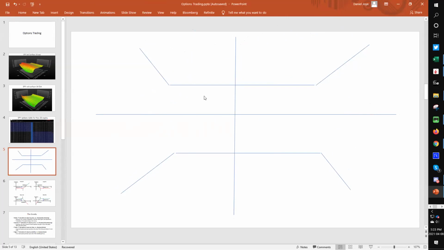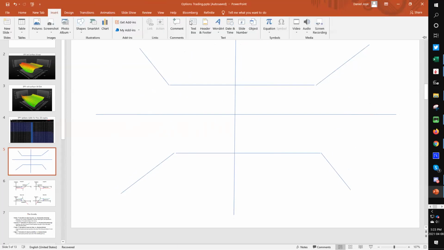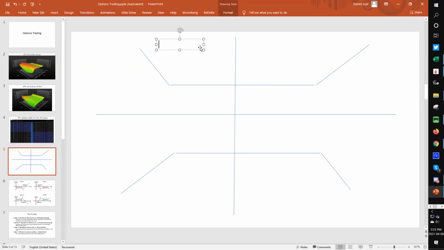Can you guys help me determine which one's which? What is this one? So this would be long put. This one would then be, if that one's a long put, then you go below. That would be, is that the short put? Exactly, short put.